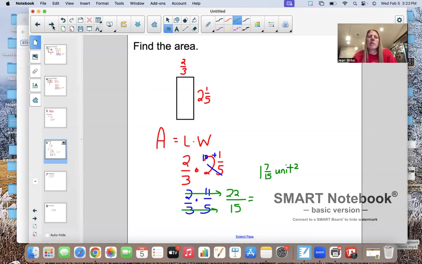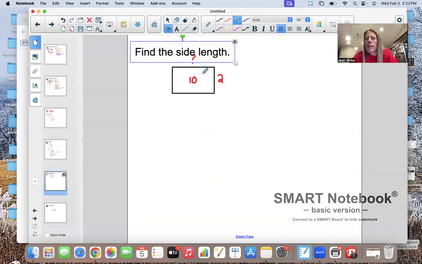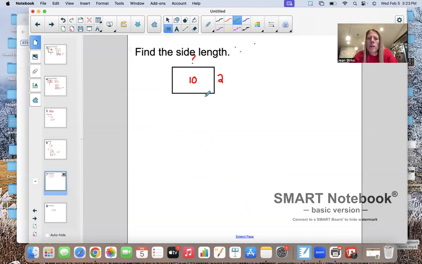The other part of our lesson comes from going backwards when they tell us the area, but they don't tell us what the side length is. So on this question here, I know my area is 10. So they gave me my area. They gave me my length, but they didn't give me my width, or these are interchangeable. I know my length is 2, but I don't know my width. There's a question mark there.